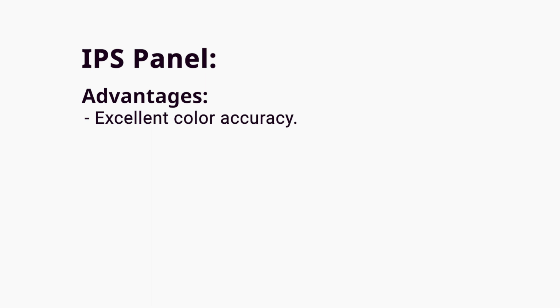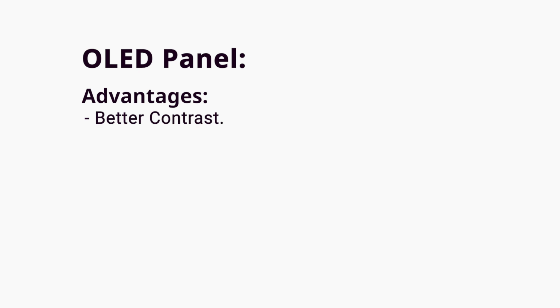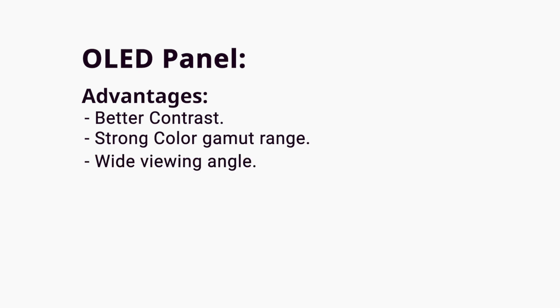When talking about displays, there are two most popular display panels in modern laptops, IPS panel and OLED panel. IPS panels are LCD panels and they require a backlight to display the pixels. The advantage of IPS panels is they have excellent color accuracy and wide viewing angles. Its disadvantage is it has a poor contrast ratio in comparison to OLED. While OLED panels have better contrast, a strong color gamut range and color accuracy, and wide viewing angles. Its disadvantages are they are more expensive than IPS panels and they are more prone to screen burn-in issues.